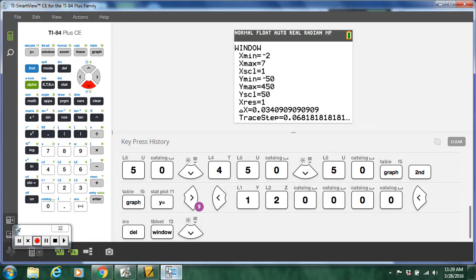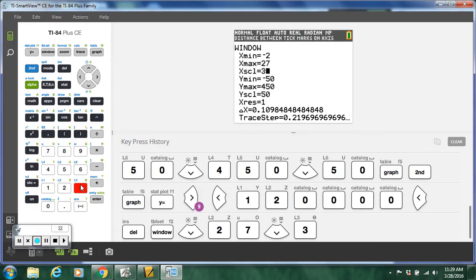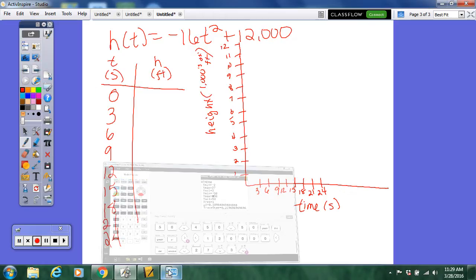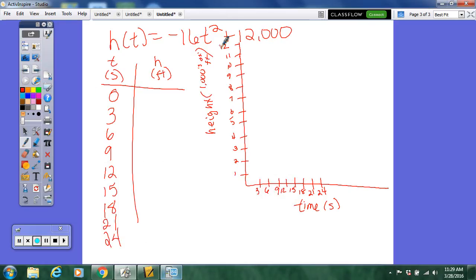So 27. And we're counting by threes. Counting by threes on our scale. All right, y minimum is negative 50, okay? Yeah, I mean, it's okay. All right, what's our y maximum? What's the largest we want to see up here?